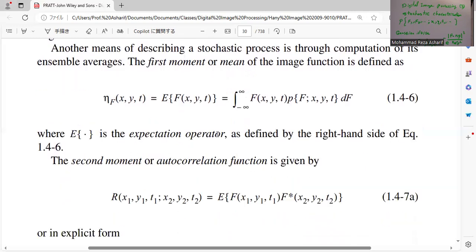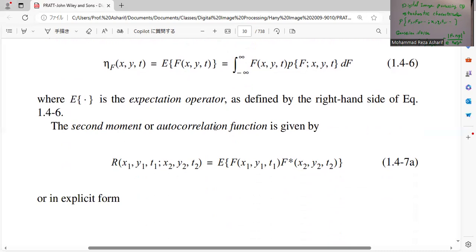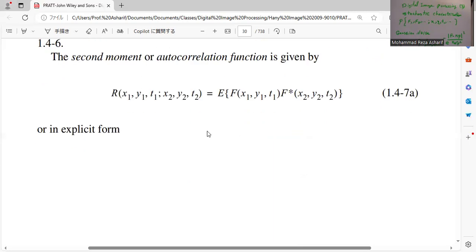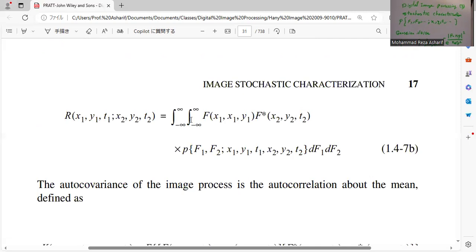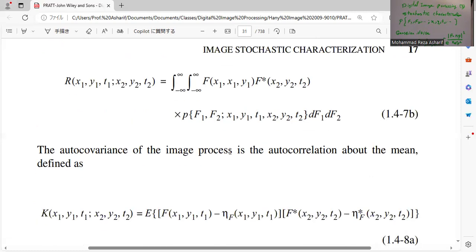E is the expectation operator as defined on the right side. And the second moment, which is the autocorrelation function, is defined as R, the expected value of the multiplication of F and F star. We can also write R as the multiplication of F and F star with the joint probability density of F1, F2, dF1, dF2. And also the autocovariance of the image process is the autocorrelation about the mean.